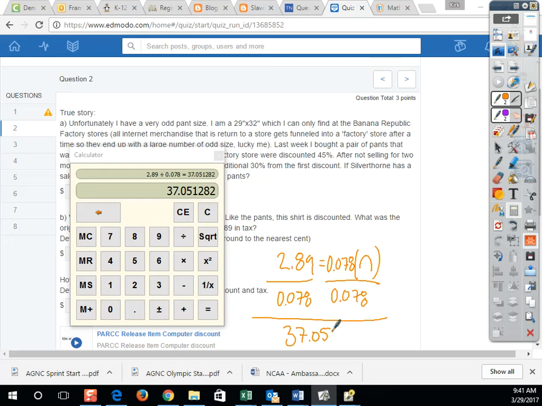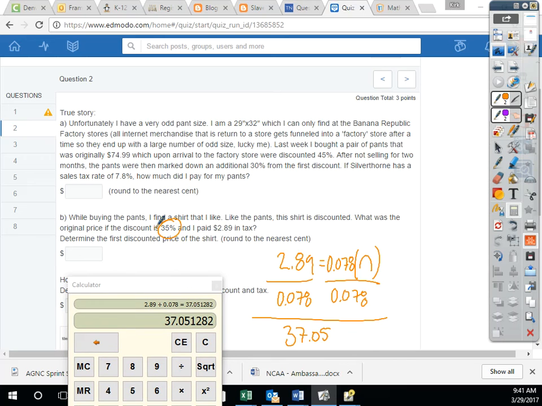Well, remember, we had a 35% discount. So that means 37.05 is going to be equal to my original price times 0.65, and 0.65 represents the 65% of the shirt that I have to pay for, because 35% was taken off. Using the same logic, I'm going to divide both sides by 0.65.